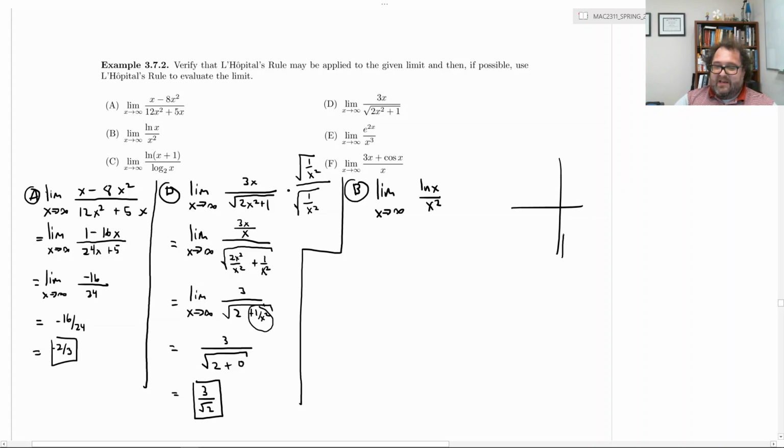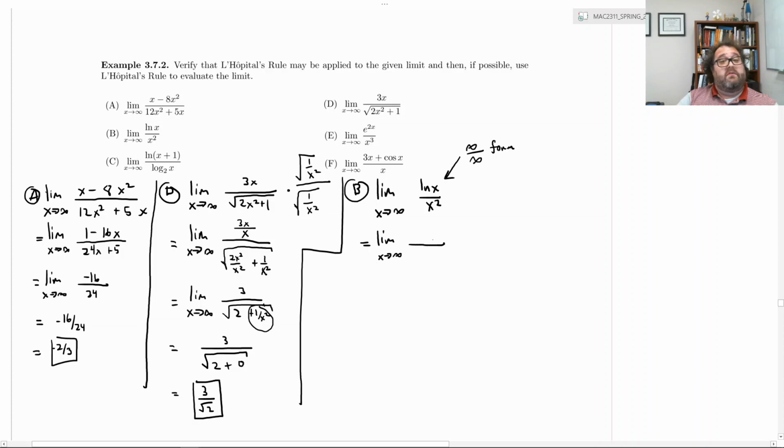Natural log looks like this. So of course it goes off to infinity. So both the top and the bottom are going off to infinity. So it is infinity over infinity form. So we can certainly use L'Hopital's rule. Okay? L'Hopital's rule then says to take the limits of the numerator and denominator individually.